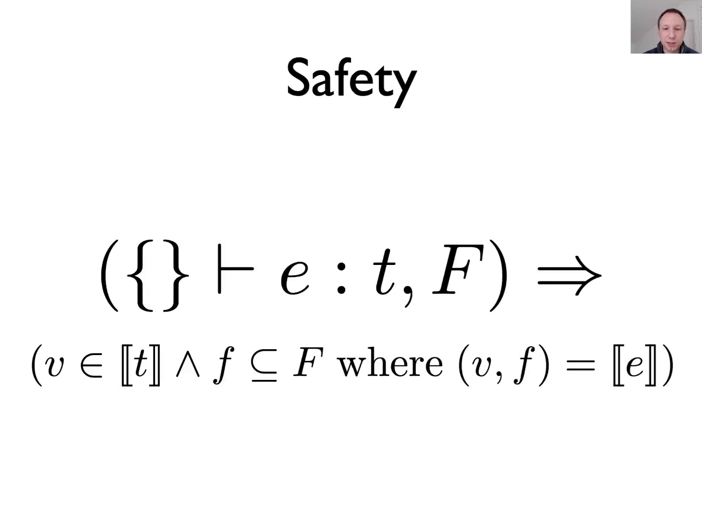So for safety, we talked about the safety of the inference-based analysis before. And here, of course, we have the set of effects in F that we have to consider as well. What we're saying here, essentially, is that the value that is produced by evaluating expression E and the set of effects that actually occur when you're executing it are both possible results from evaluating E.